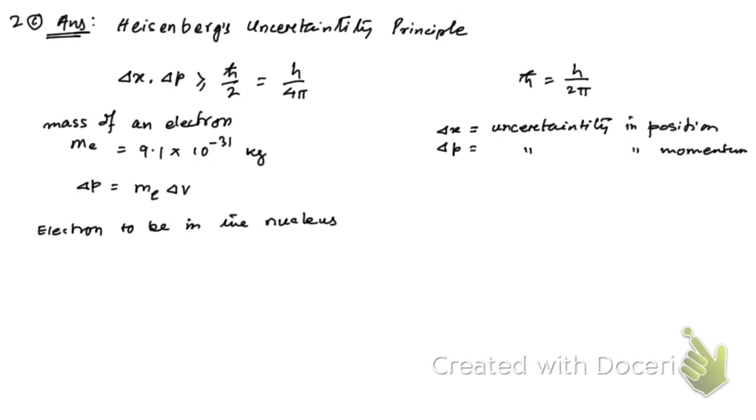delta x must be equal to 2 into the radius of the nucleus, which is approximately equal to 10 to the power minus 14 meter. That means 2 times the radius, the diameter, is 10 to the power minus 14. Let me take this as 1 and this as 2. From 1 and 2, what can we write?